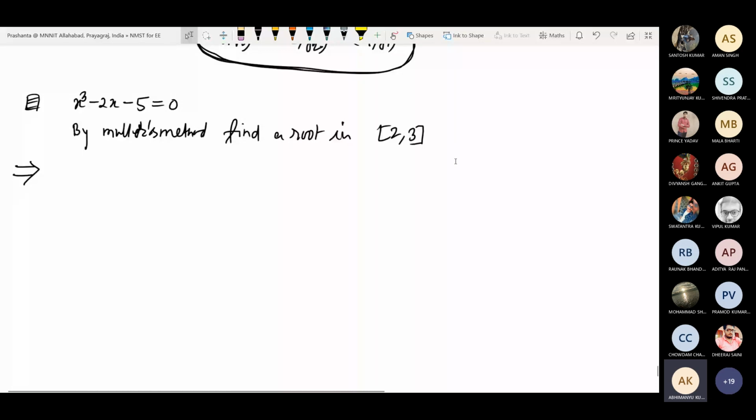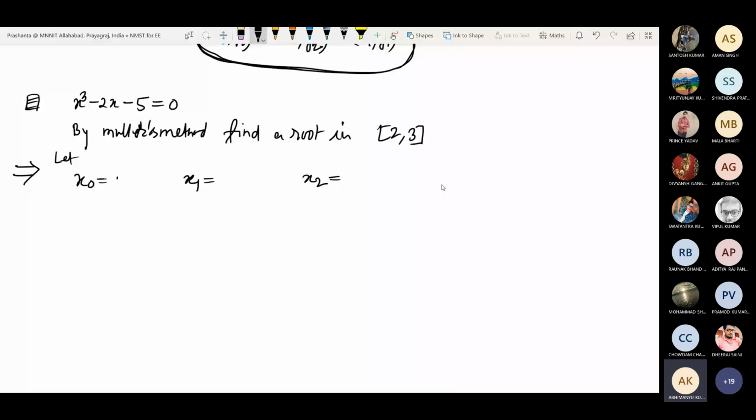So tell me the 3 approximations you want to take. Which 3 points should I take? What should be x0, what should be x1, and what should be x2? Tell me any three guesses.